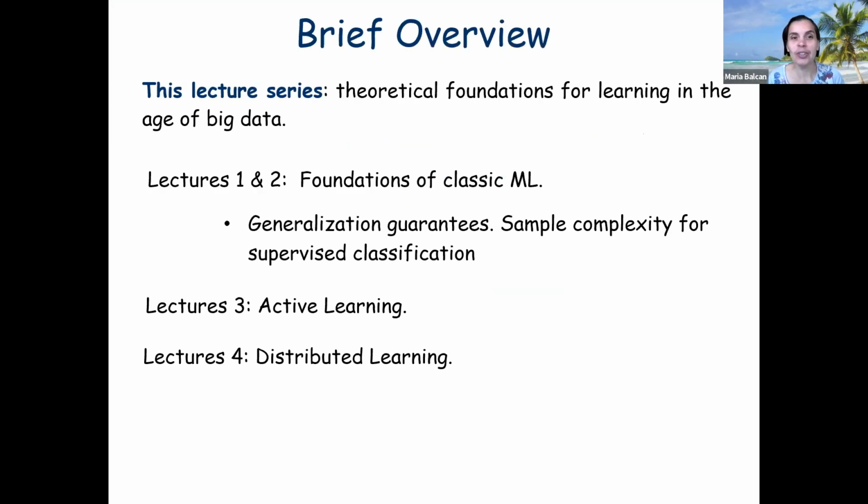Today we'll continue talking about generalization guarantees, specifically sample complexity for classic supervised classification. This is the introductory background. And as I mentioned, next time we'll talk about active and distributed learning, which are really topics more relevant for learning in the age of big data. But today we'll finish the discussion about sample complexity in traditional machine learning for supervised classification.